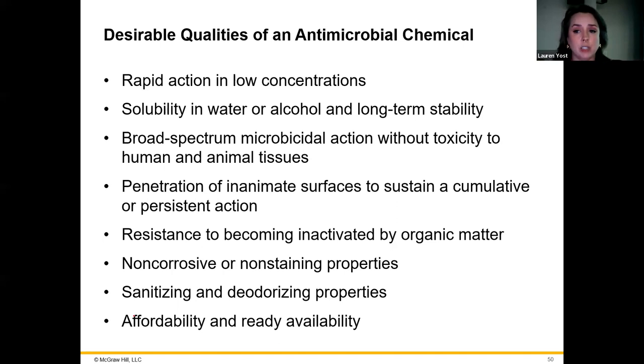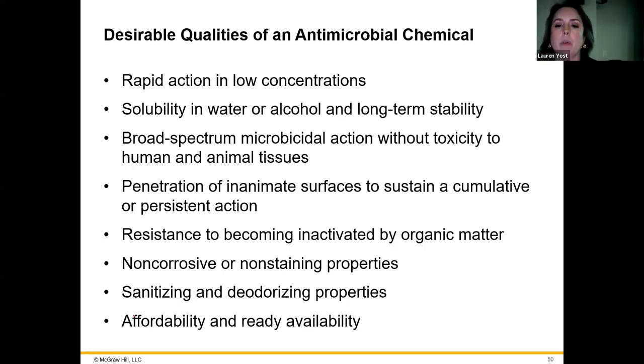Penetration of inanimate surfaces can lead to sustained, accumulative or persistent action. Like we've heard about some surfaces being impregnated with silver nowadays, or even your clothes. You can buy clothes that are impregnated with silver to make them antimicrobial. This would be persistent action. Some of these can be inactivated by inorganic matter, so ideally we want to avoid that. Non-corrosive, non-staining properties, sanitizing and deodorizing properties, and then affordable and readily available. All of this is just like, you know, dreams, I feel like. But do the best we can to achieve all of these if we can.